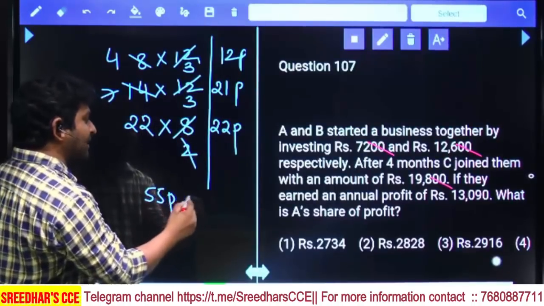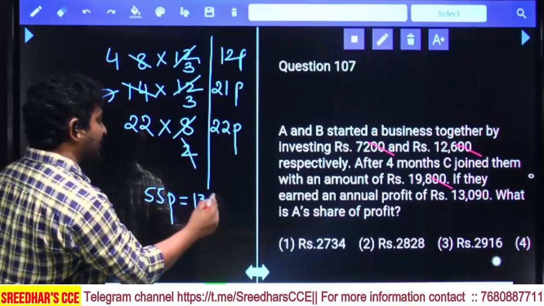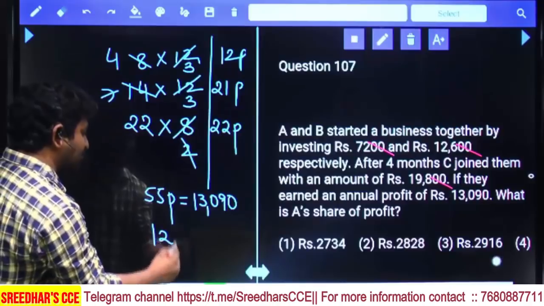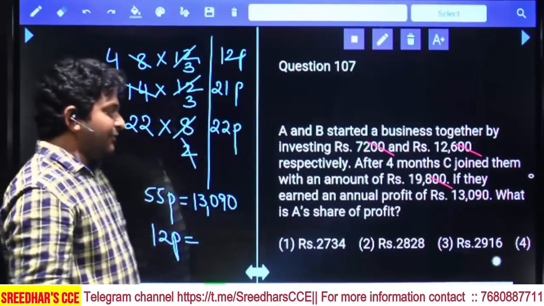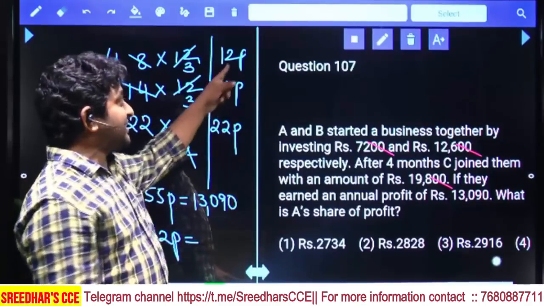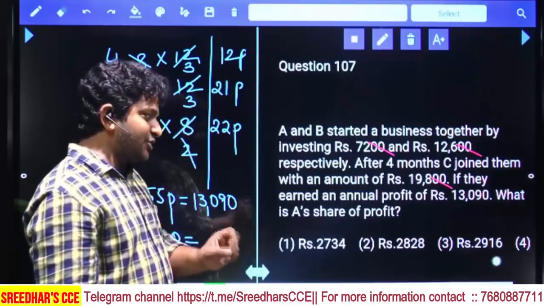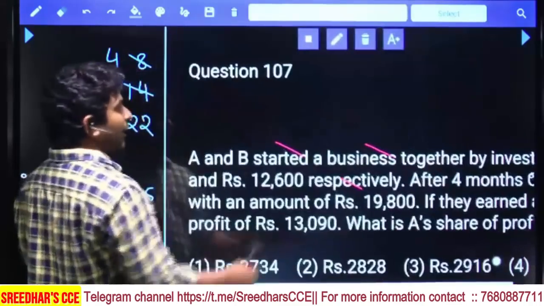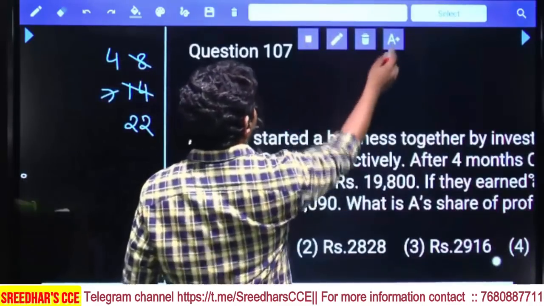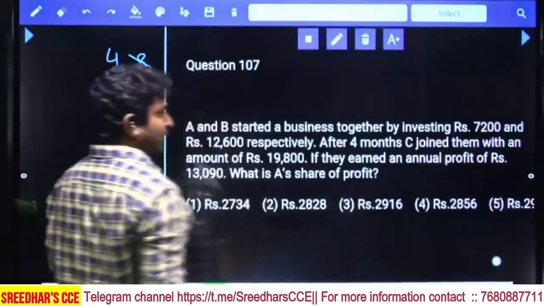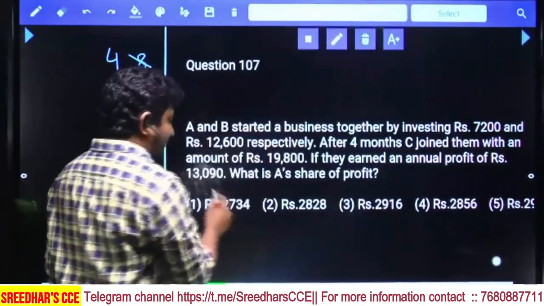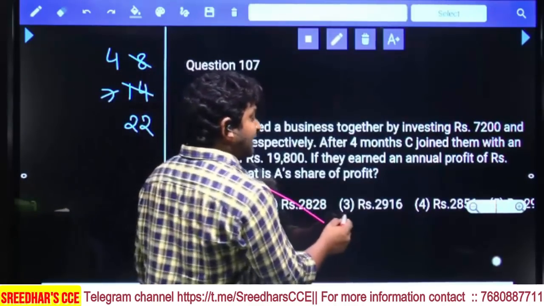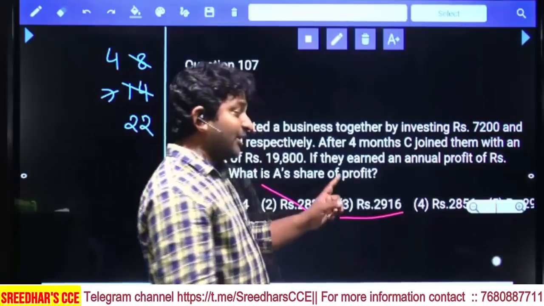If 55 parts is equal to 13,090, then A's share is equal to 12 parts. 12 parts is equal to how much? First of all, 12 is 3 multiple. Answer should be 3 multiple. Now let us verify this particular rule. How many numbers are 3 multiples? Let's verify it. First option is not a multiple of 3. This cannot be the answer. Second option is also not 3 multiple. Third is 3 multiple. That may be your answer.